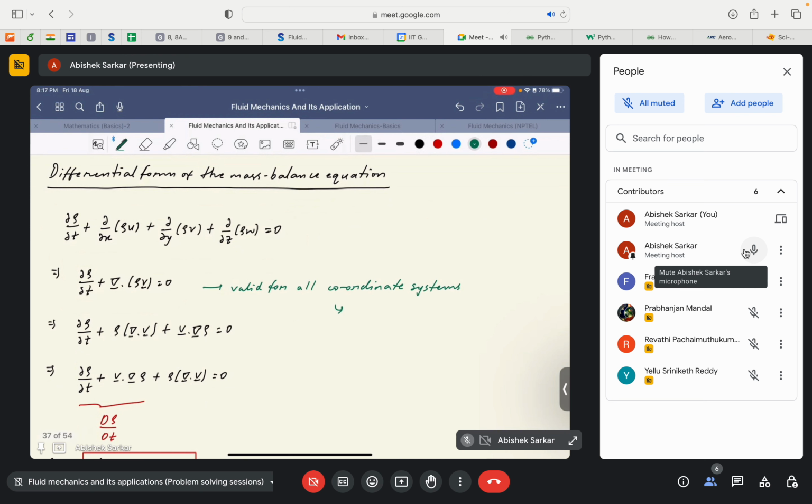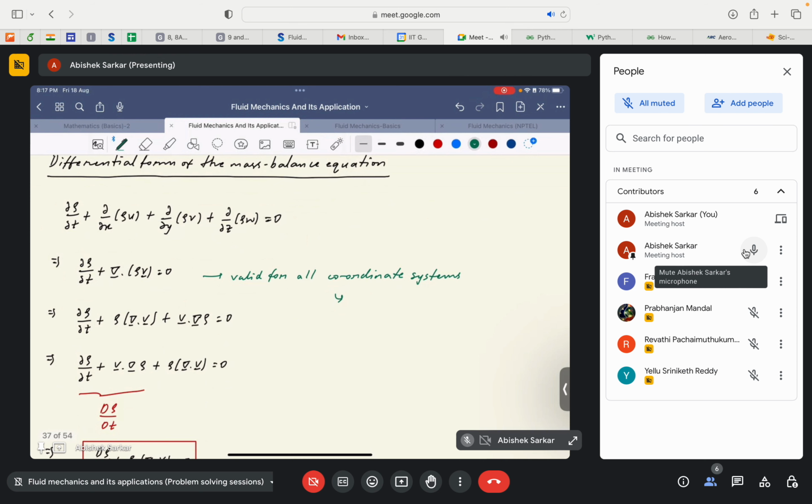At least in our fluid mechanics domain, we usually deal with 3 types of coordinate systems. First is Cartesian. Can you name the other 2? That's fine. We deal with a cylindrical coordinate system and the spherical coordinate system. So the choice of coordinate system depends on the geometry that we are dealing with.